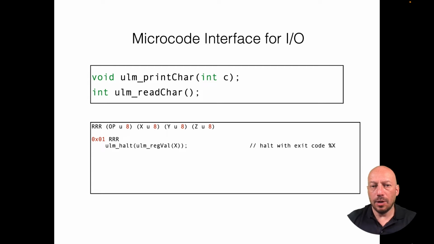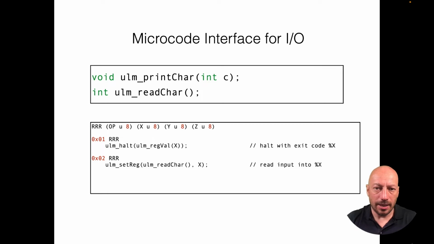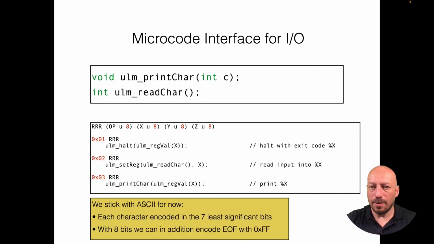The interface for input-output has just 2 functions, one for reading a character by default from the standard input and one for writing to the standard output. So what we will add is a function for reading a character into a register and printing a character that was stored previously in a register. We will restrict ourselves in the beginning to ASCII characters. That means 7 bits are sufficient for representing every ASCII character defined, and that means an additional bit can be used for encoding things like end of file.